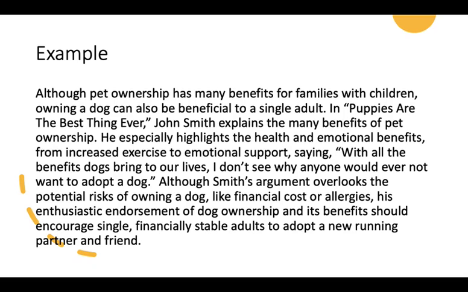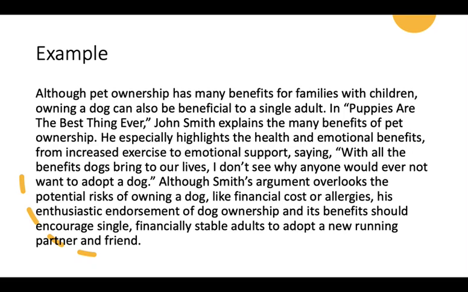So do you see what I do here? I start with a claim that is my own unique point of view and not John Smith's. So I start with my point of view that pet ownership is beneficial to a single adult. You'll also see that I have a nice transition where I remind my reader what point they just read about. You can tell that I probably just wrote a paragraph about the benefits of pet ownership for families with children. And now I'm moving into a paragraph about why single adults also should adopt dogs.